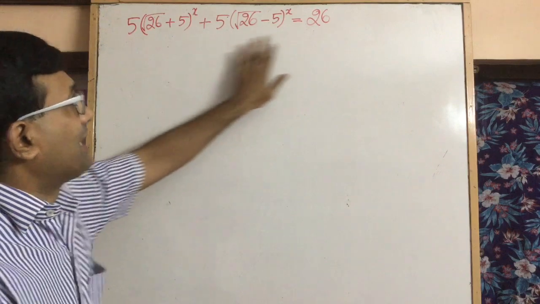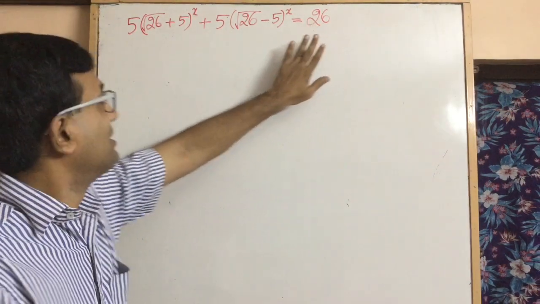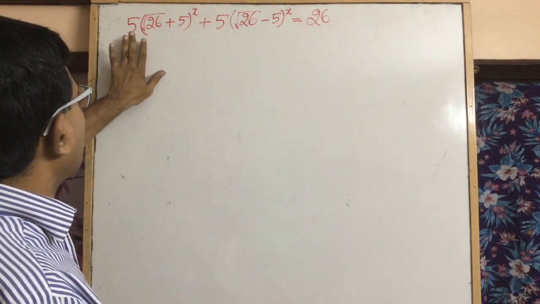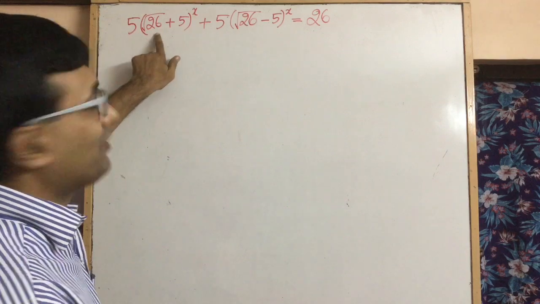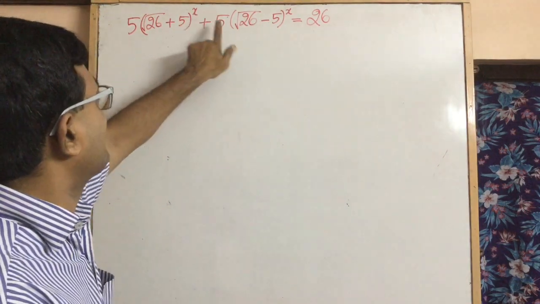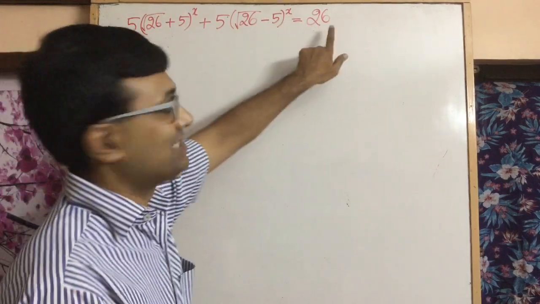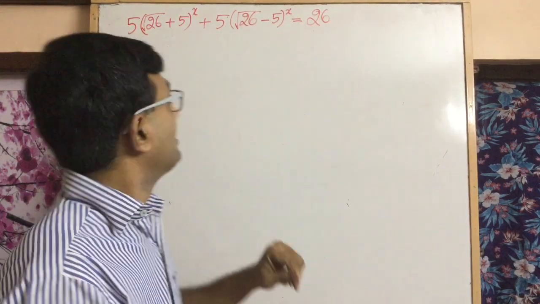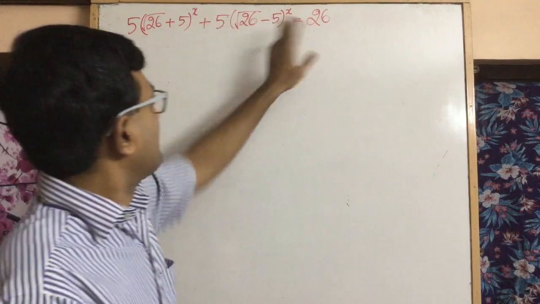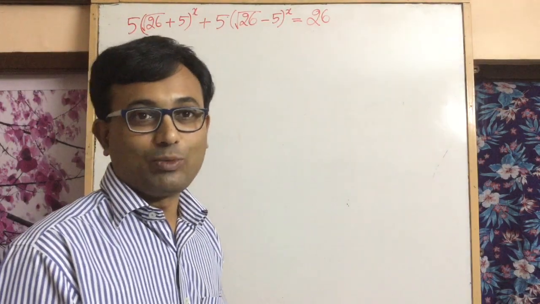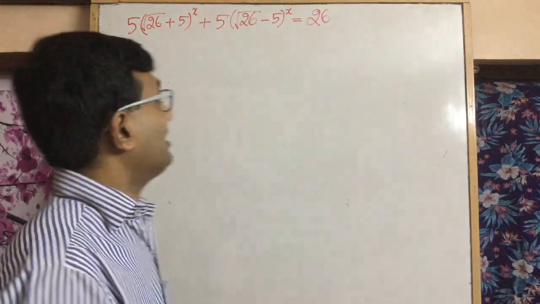We have to solve for x, find the value of x which satisfies this equation, that is 5 times (square root of 26 plus 5) the whole power x plus 5 times (square root of 26 minus 5) the whole power x is equal to 26. Well, looking at this, it doesn't look like it's a quadratic equation, right?